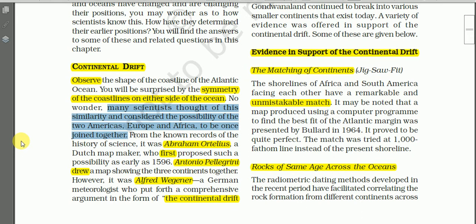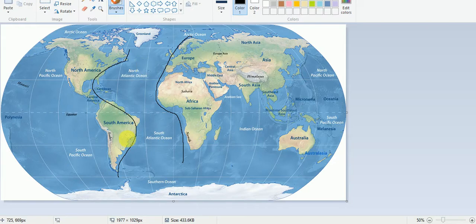Many scientists thought of this similarity and considered the possibility of two Americas, Europe, Africa to be once together. Again, let us see the world map. That means these Americas can be fixed here, and Australia also can be brought here. So in this way, two Americas then can be fixed with Europe and Africa, and Australia can be brought here.